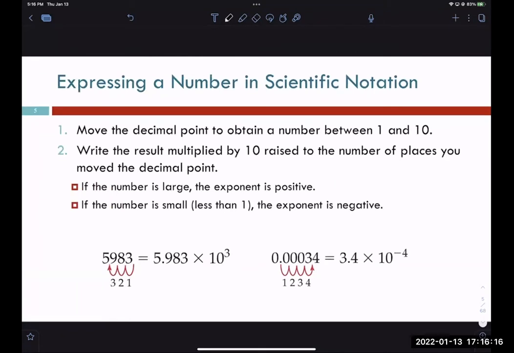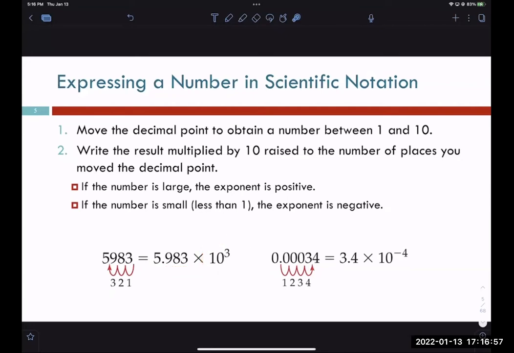So we want to take any number and express it in scientific notation. Like I showed you before, you move the decimal place to obtain a number between 1 and 10. Then you write the result multiplied by 10 raised to the number of decimal places that you moved the decimal point. So if it's a big number, you'll have a positive exponent, small number, negative exponent. So 5,983 can be rewritten in scientific notation as 5.983 times 10 to the 3. We move the decimal place so we get a number between 1 and 10.